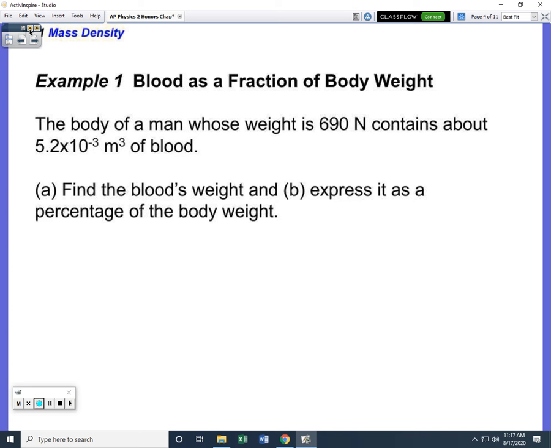So a couple little things that we need to remind ourselves. Weight is actually not the same thing as mass.